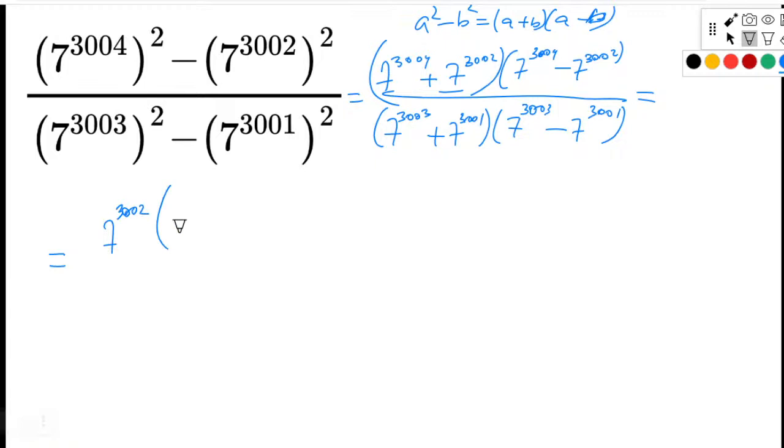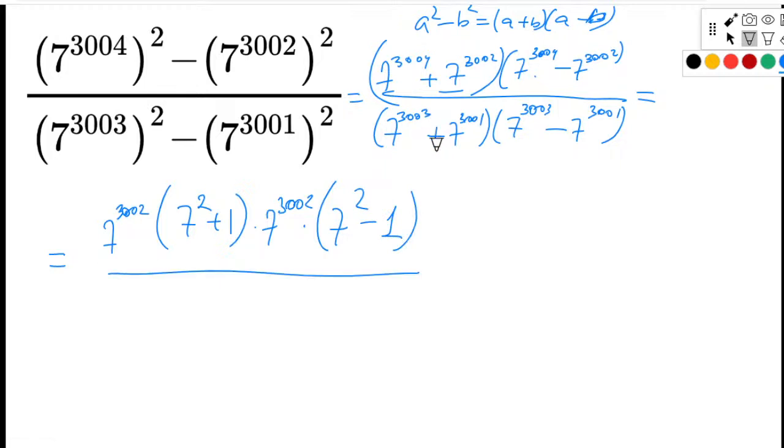Here we get 7 to the power of 2 plus 1. Here we got this one, and here it's the same again, multiply by 7 to the power of 3002. We get 7 to the power of 1 minus 7 to the power of 2 minus 1. Here we get 7 to the power of 3001. What we left here again, 7 squared plus 1 plus 7 to the power of 3001 times 7 squared minus 1.